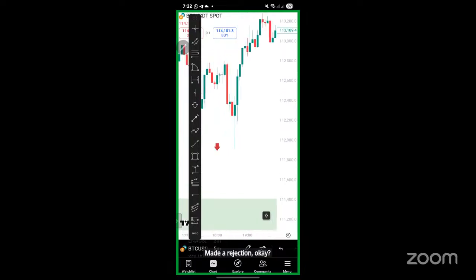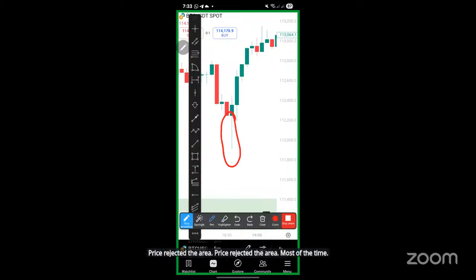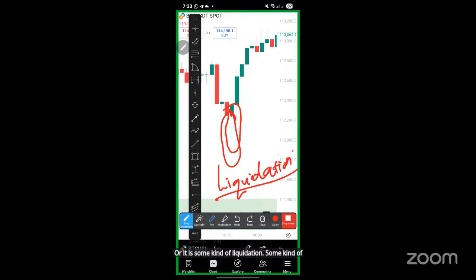Okay, it was kind of a rejection. Price rejected the area. Most of the time, when the price does this, it comes, and this one, it's some kind of manipulation, or it is some kind of liquidation.